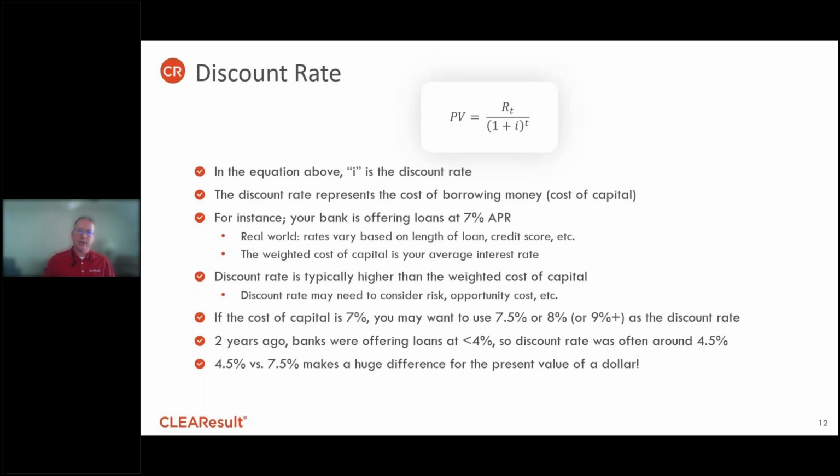But anyway, in that equation, I is the discount rate. What do I mean by discount rate? I just said interest rate. They're a little bit different things. Discount rate is the business's cost of borrowing money. It's related to the cost of capital. So, for instance, your bank is offering a loan right now at 7% APR. We can argue about whether 7% is appropriate or not, but just for the point of this conversation, your bank's offering a loan at 7% annual percentage rate.